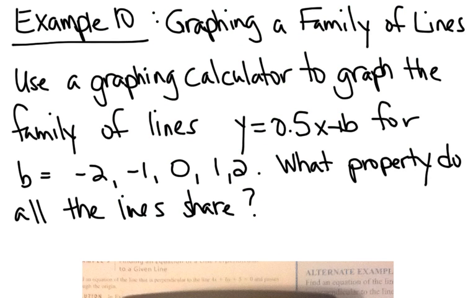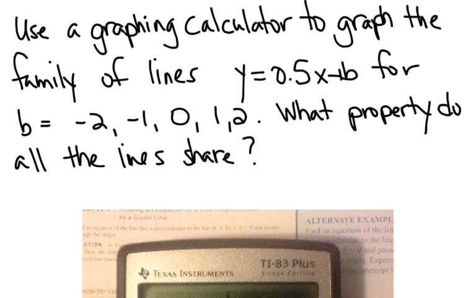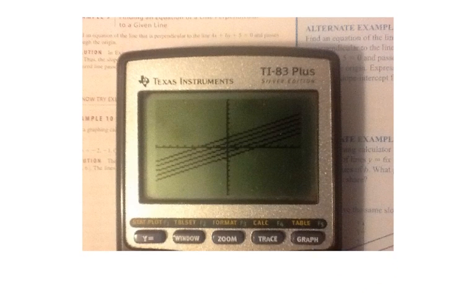Now let's talk about a family of lines. Use a graphing calculator to graph the family of lines y equals 0.5x plus b, for b being equal to -2, -1, 0, 1, and 2. What property do all the lines share? Well, I'm actually going to plug each of these into my calculator. So I'm actually going to plug in 5 different equations. When I do that, this is what I see.